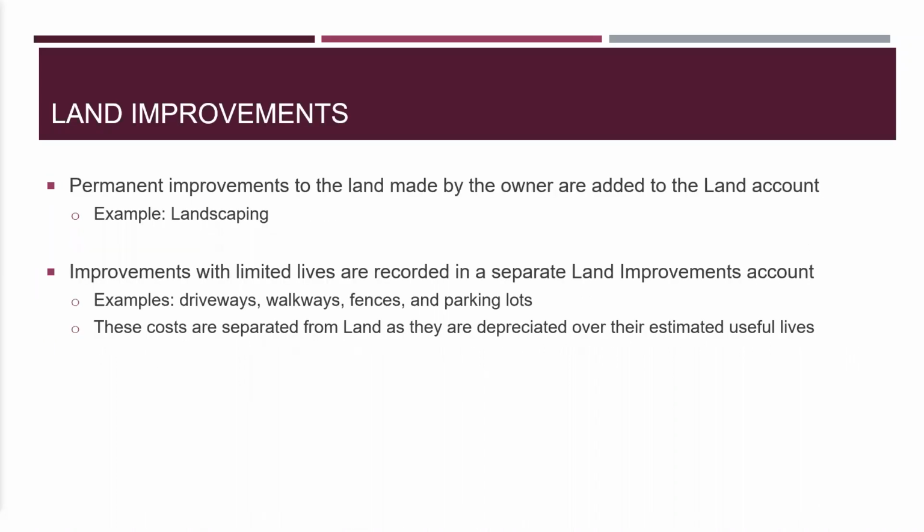Land improvements are the improvements that are done on land, but these items are kept separate because they do have a finite life. Land does not have a finite life, so land is the only asset that is not depreciated or amortized. But land improvements, such as your landscaping, fences, driveways, walkways, parking lots, all of these are going to have a defined life. So they are going to be put in a separate account for land improvement, and they will be depreciated based on their useful life.